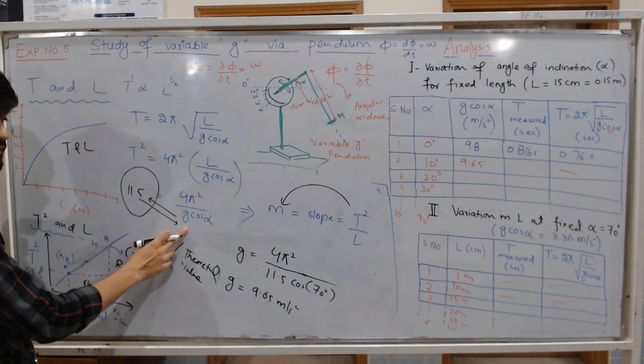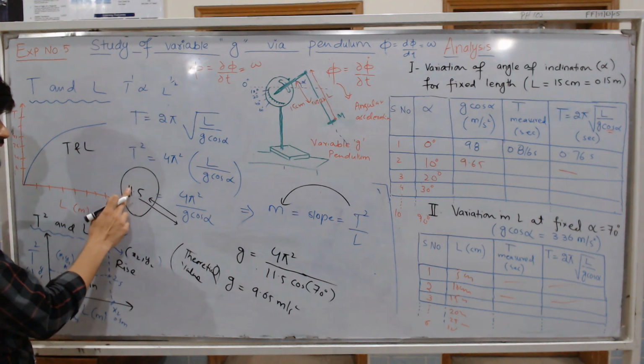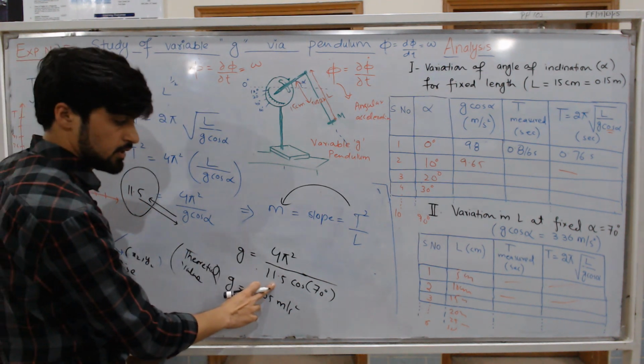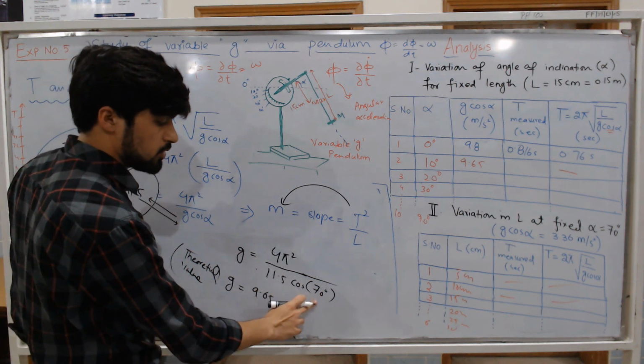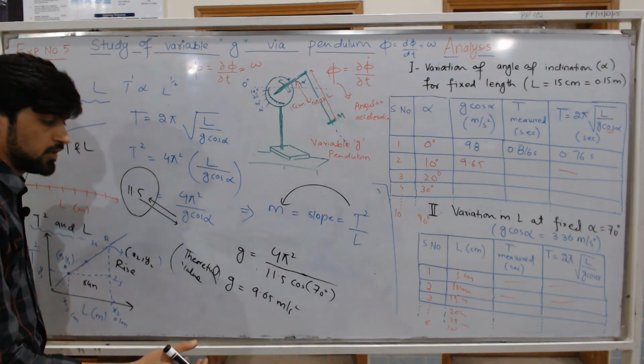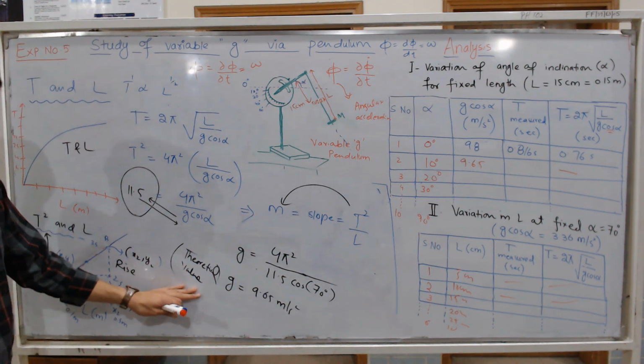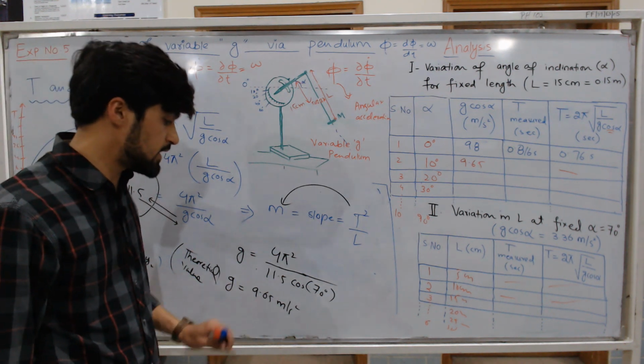Now I will find the value of G. G will be shifted here, and the value of that slope, let's say 11.5, will be put here. Now 11.5 cos of 70 degrees will give some value. Divide 4 pi square by that value. You will get the theoretical value of the gravitational acceleration, 9.65.